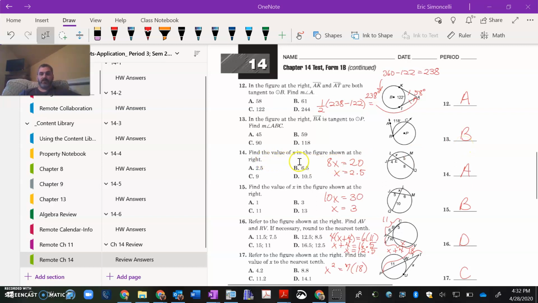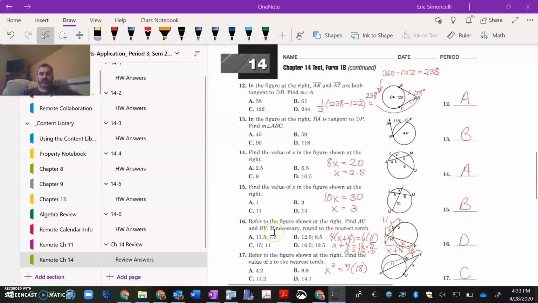Number 14, find the value of x in the figure shown. This is a chord situation, but not angles, but actual values of parts of the chord, in this case x. So the simple math is 8 times x equals 5 times 4, so 8x equals 20, divide by 8, and x is 2.5, so letter A. Number 15, find the value of x in the figure shown at the right, so same type of situation. You've got 10 times x, chord, and the parts of those chords respectively, equals 5 times 6, so 30. 10x equals 30, we'll divide both sides by 10 and end up with 3, so letter B.